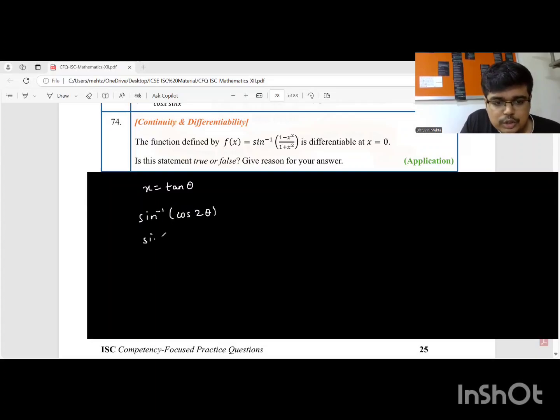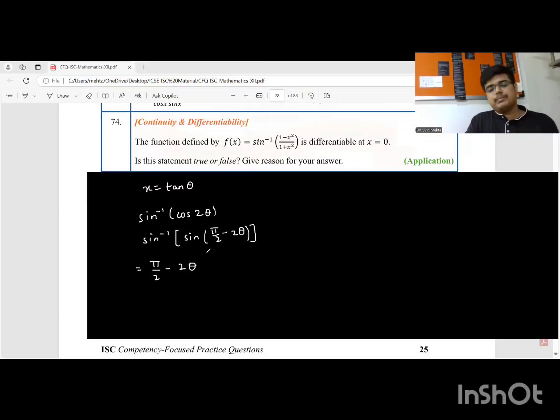Now we'll have to convert cos to sine, and we can do that by using this formula that cos theta is sine of 90 minus theta. So it is sine of pi by 2 minus 2 theta. You solve this further, students. This is pi by 2 minus 2 theta. Once you get this, we know that theta from here is tan inverse x. So students, this is going to be pi by 2 minus 2 times tan inverse x.